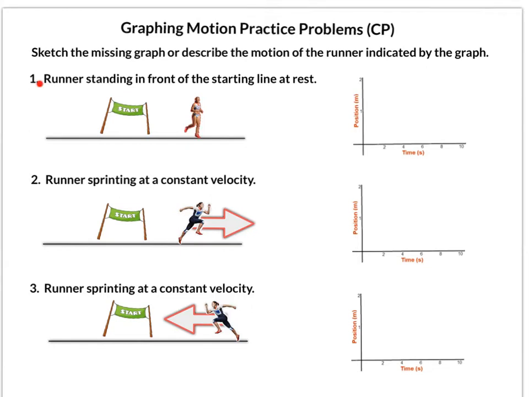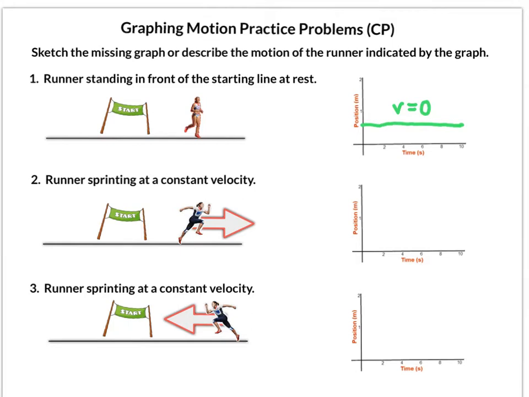So we look first at number one, a runner standing in front of the starting line at rest. She's just standing there at the same position the whole time. So that's going to be a line of constant position, nice and horizontal right here. Remember, the slope of a position-time graph is velocity. So this tells you that she has zero slope, or zero velocity, which means she's at rest.